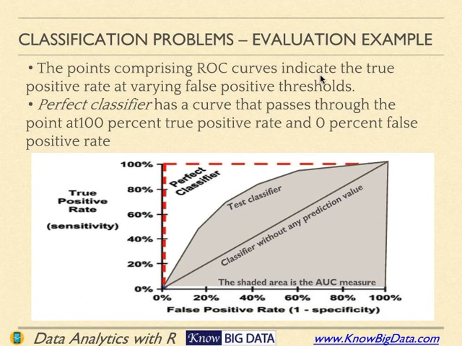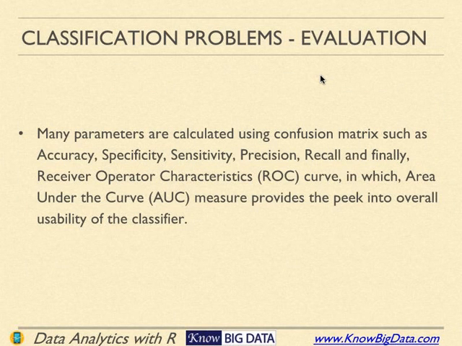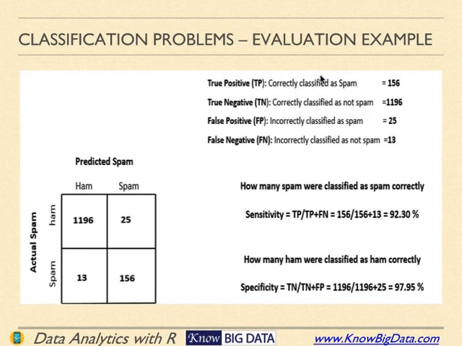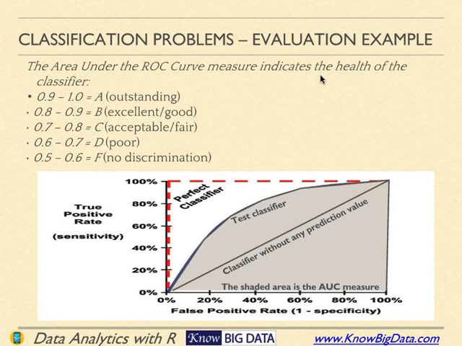The points comprising ROC curves indicate the true positive rate at the various false positive thresholds. A perfect classifier has a curve that passes through the point at 100% true positive rate and 0% false positive rate. What does ROC mean? This is called the ROC curve. Receiver operator characteristic curve is used to test how well your classifier is doing.